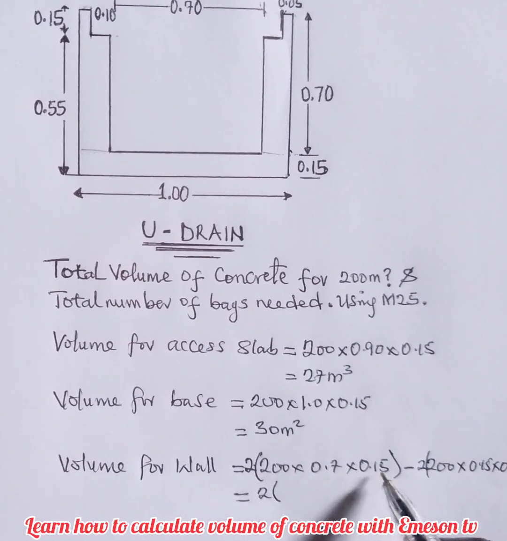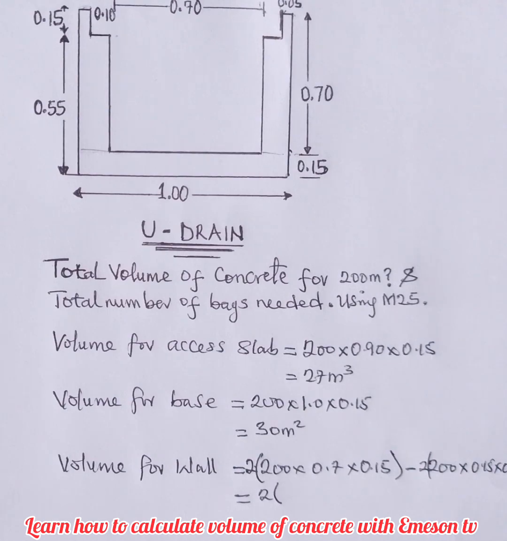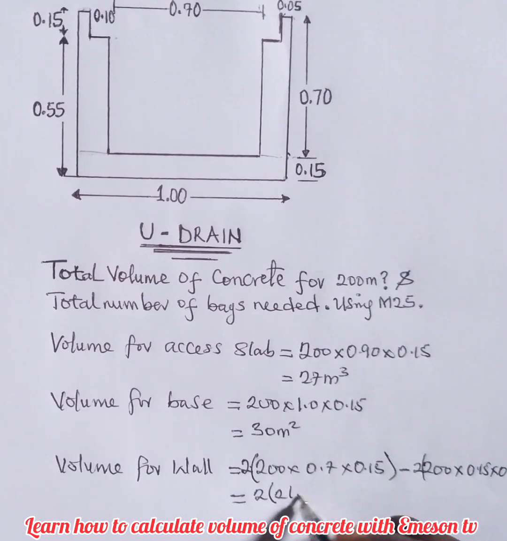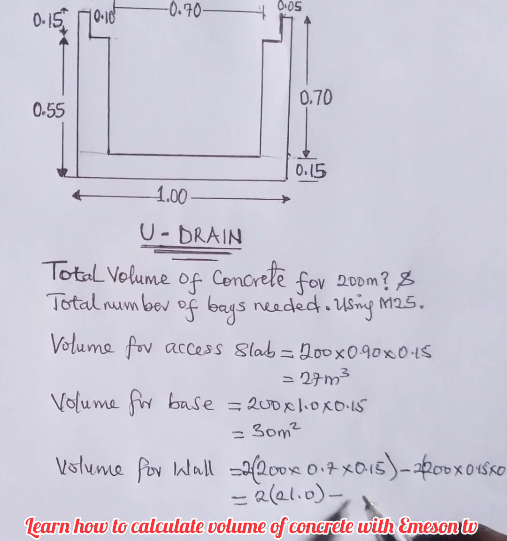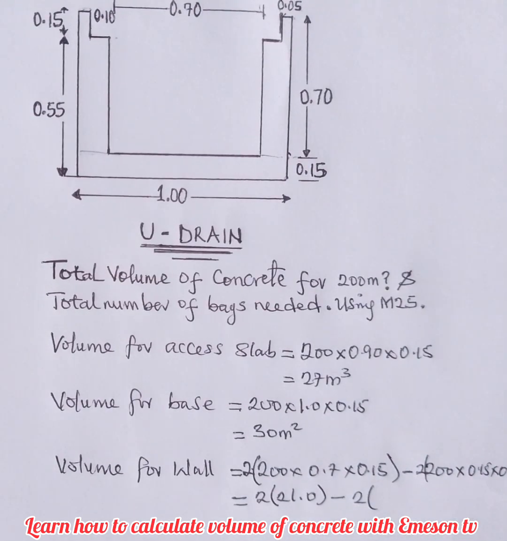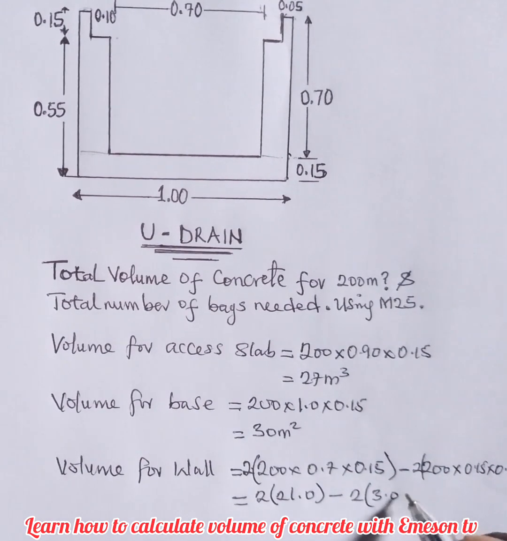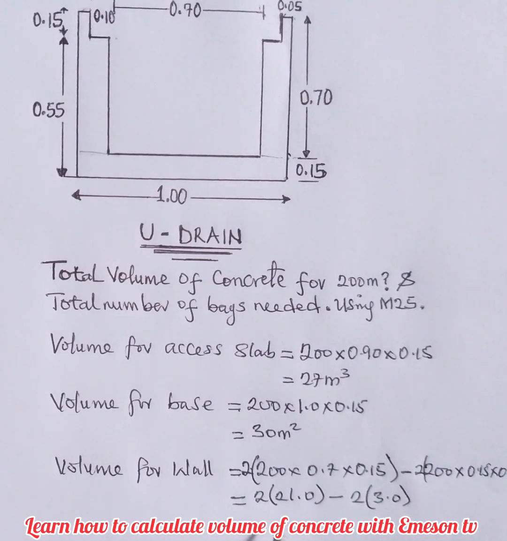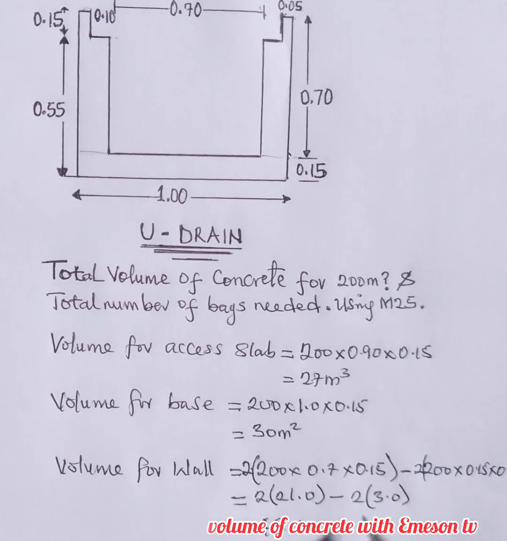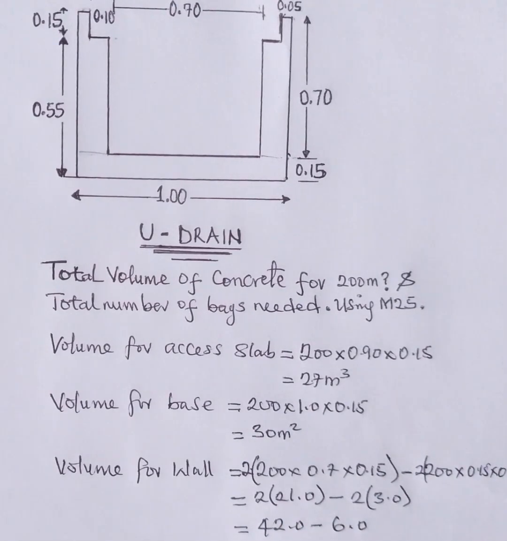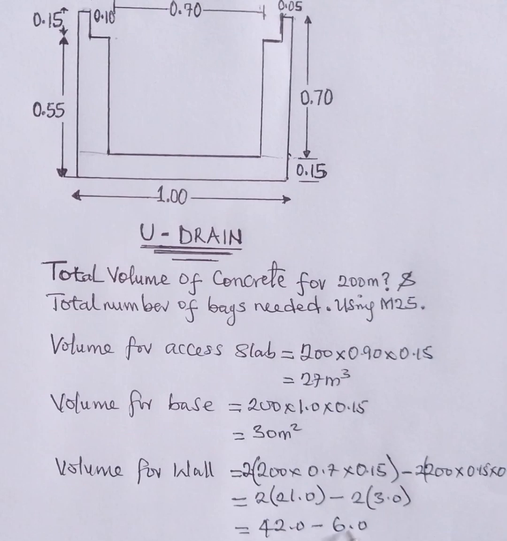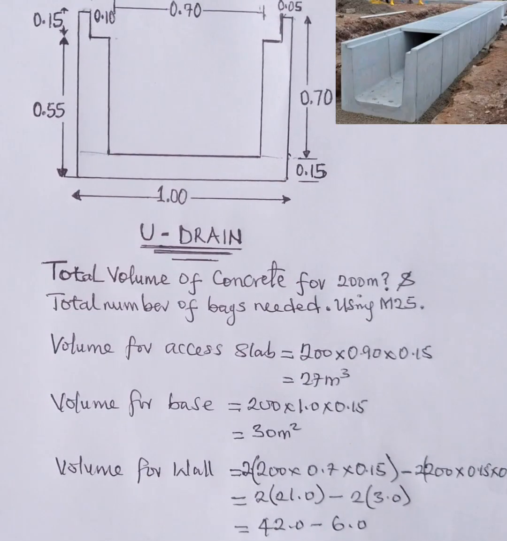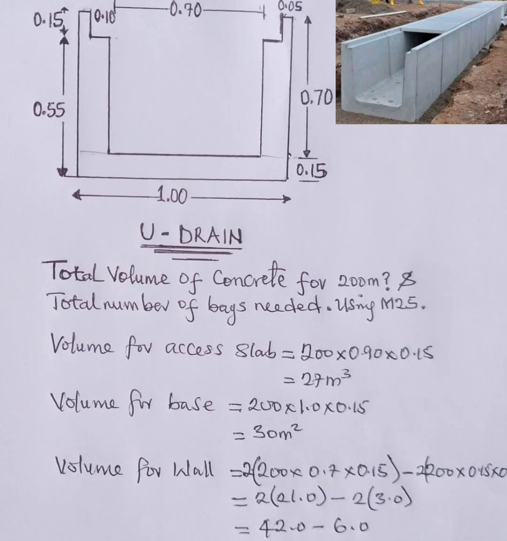let's have all this, which is 21.0, minus all this, which is 3.0. So we'll have this multiplied by 2 give us 42.0, minus this will give us 6.0. So we are removing this from this, and we are going to have 36.0 meter cube. So that is for the wall.